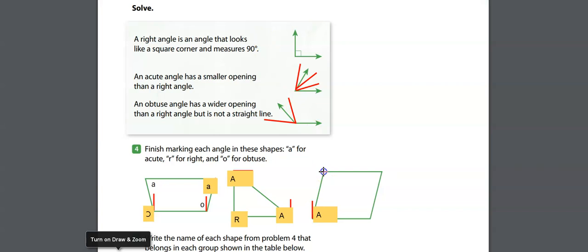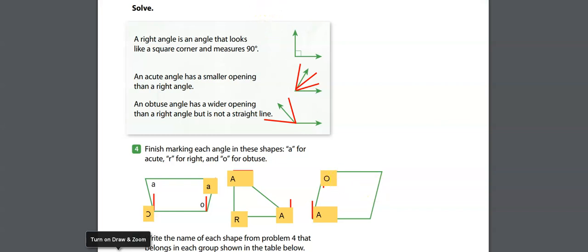Again, I'm going to draw a line where my 90 degrees will be. So this will be my 90-degree angle. But my angle goes beyond 90 degrees. So that means my angle is larger than 90 degrees, which means it's obtuse. So I'm going to write an O in this angle.